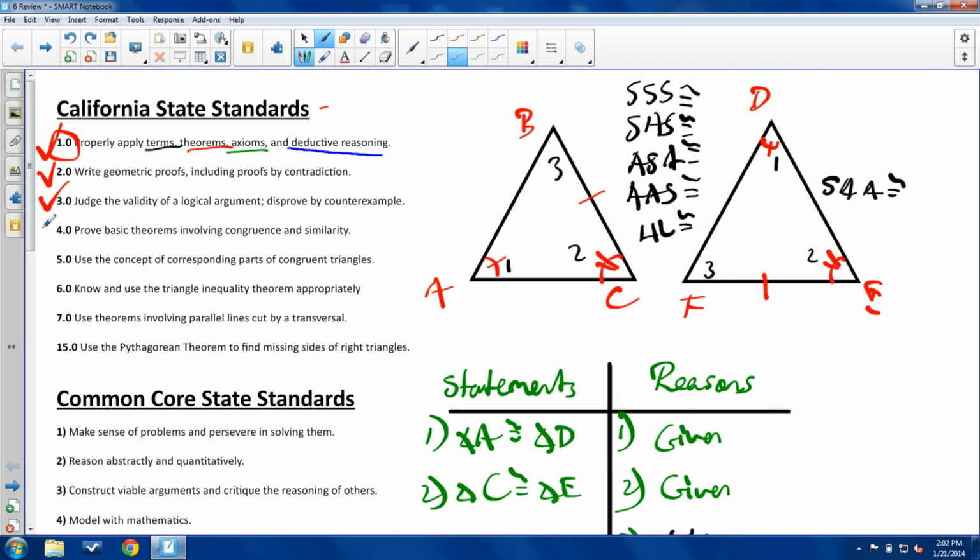using this information. Use the concept of corresponding parts of congruent triangles. There's a thing called CPCTC. Now you're going to have to write this down because I'm not going to write it, but it stands for corresponding parts of congruent triangles are congruent.